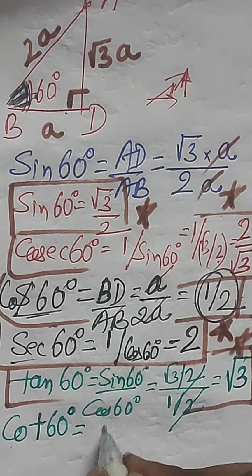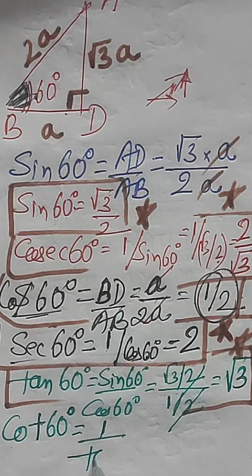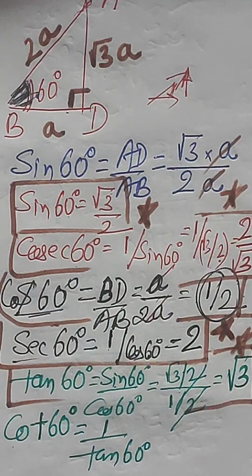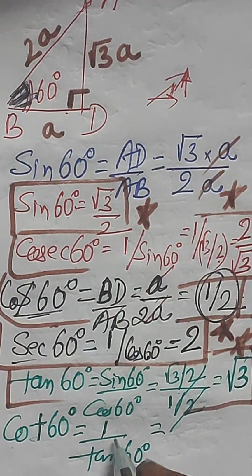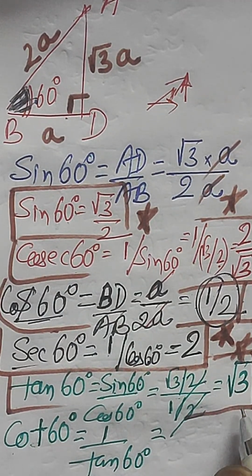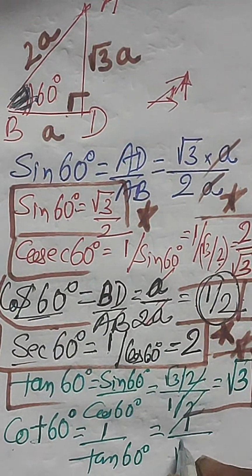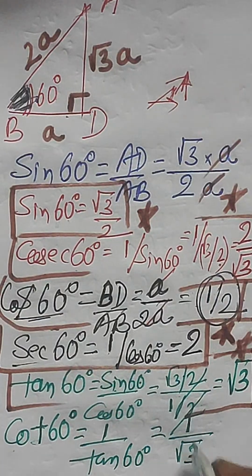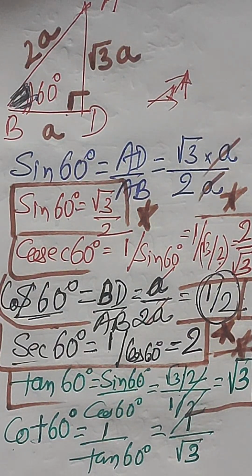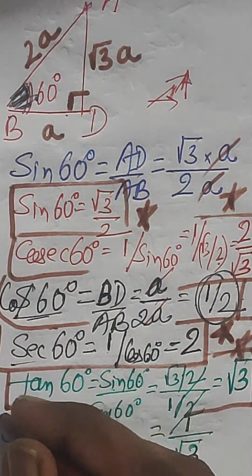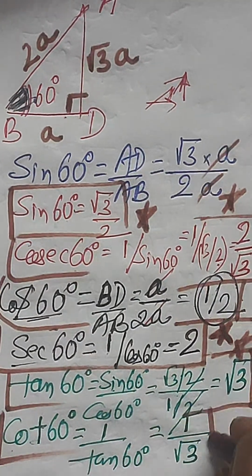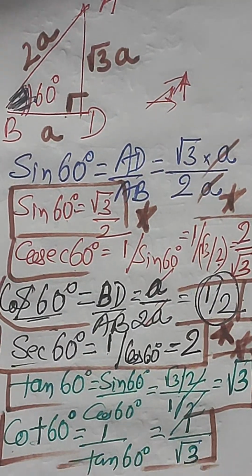So cot 60 degree will be 1 by tan 60 degree, isn't it? And tan 60 degree is root 3. Just put the value of root 3 into the denominator. So we'll get 1 by root 3 as the value of cot 60 degree. We have perfectly calculated the value of cot 60 degree also.